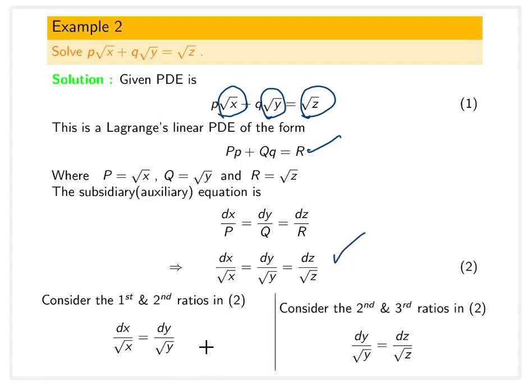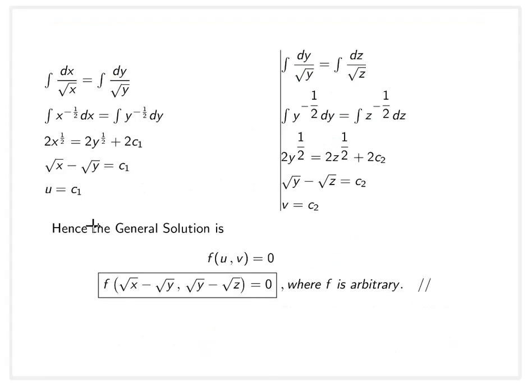Again, similarly, we can consider the ratio 1 and 2, so we can get this. Again, I can consider ratio 2 and 3, we can get this. In both the cases the variables are separated. Therefore, integrating both the sides and simplifying, we get the first solutions u and v. Our u is root x minus root y, and v is root y minus root z. Therefore, the general solution is of the form f of u comma v equal to 0. So replacing our u and v, we get the solution.